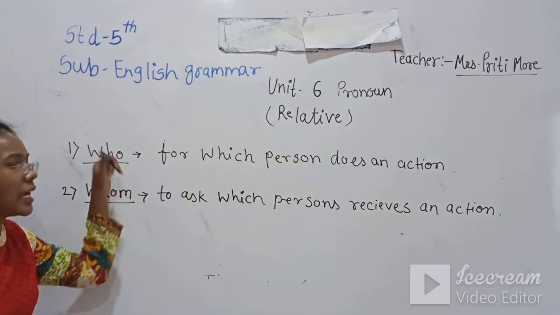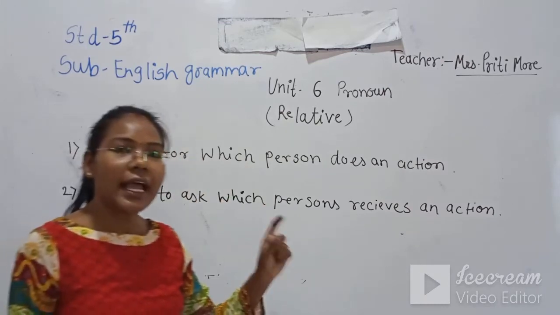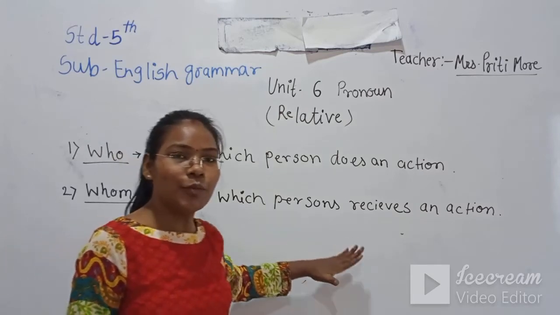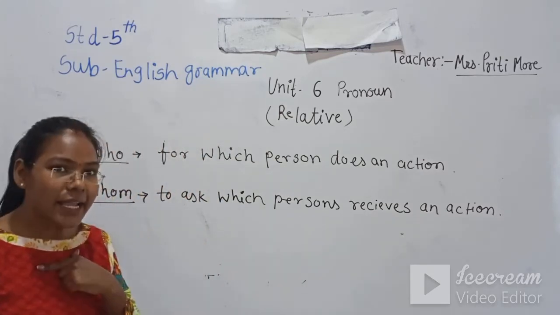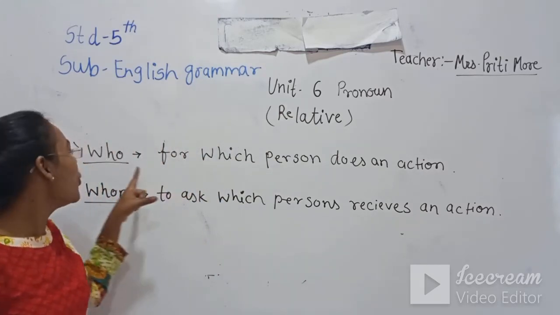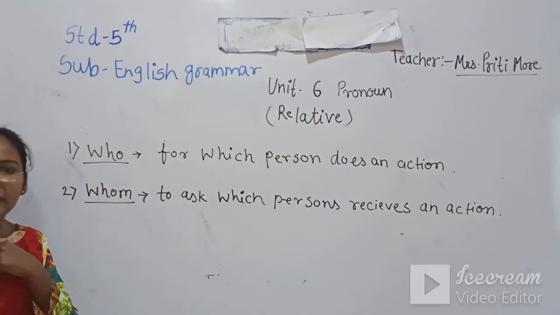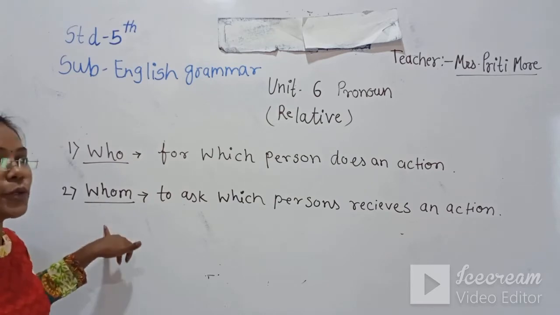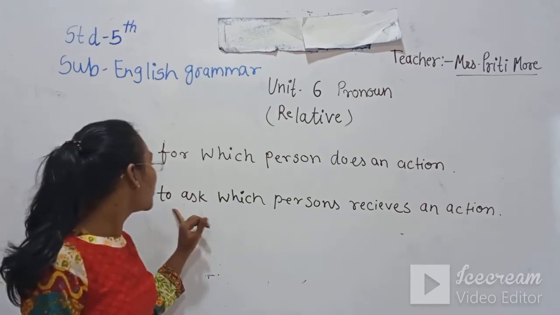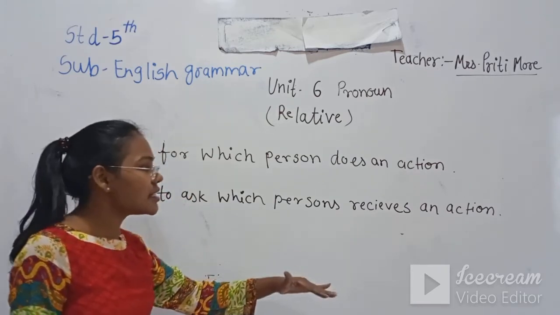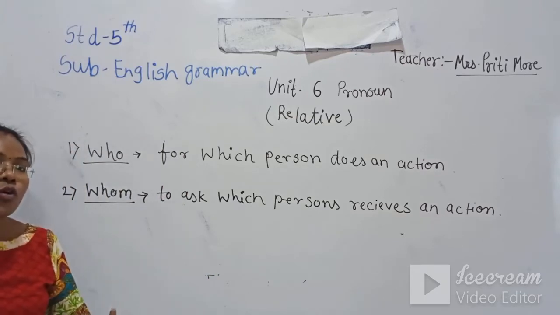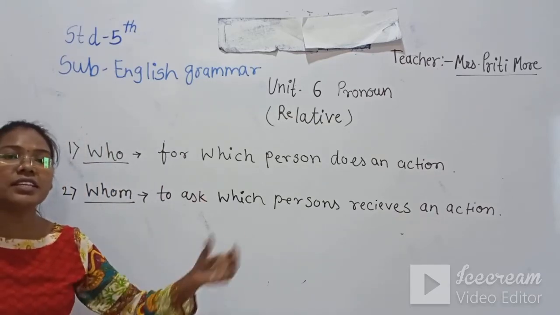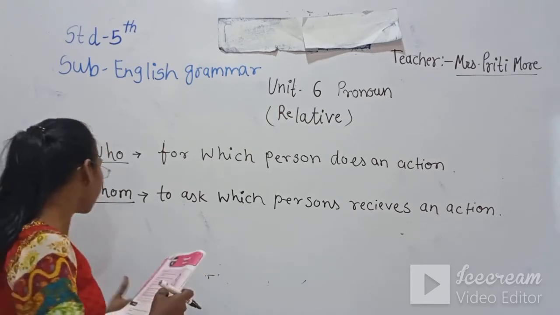Now, who, that means which person is doing the action. That is right. I am writing on the board. That means here I am doing the action, so you can use who for me also. And now in the second person, whom. When to use whom? To ask which person is receiving the action. That means who for doing the action and whom for receiving the action.